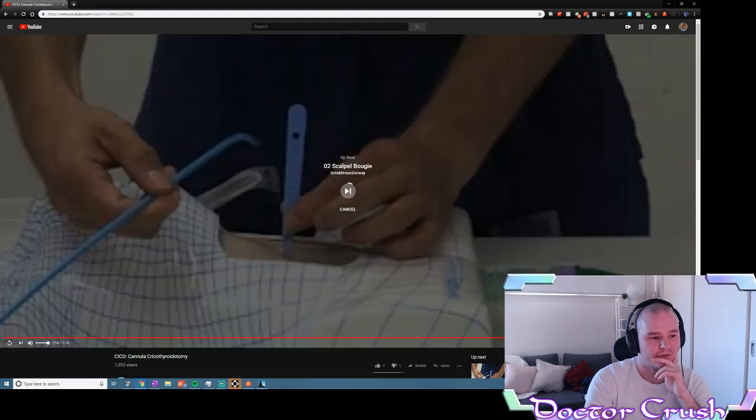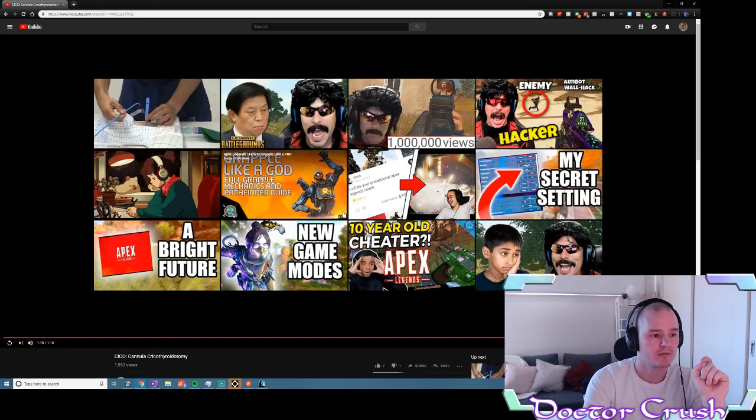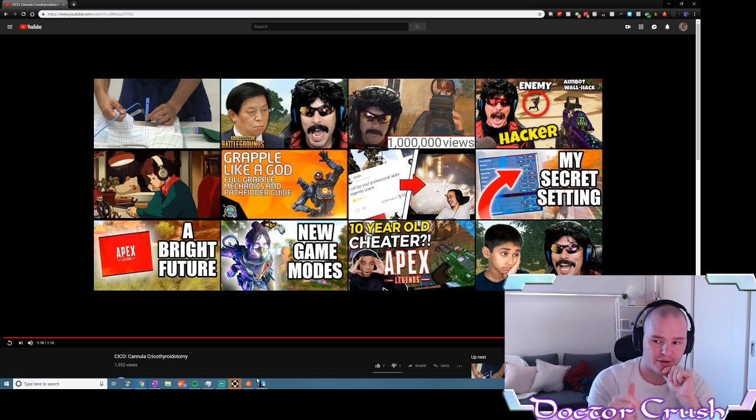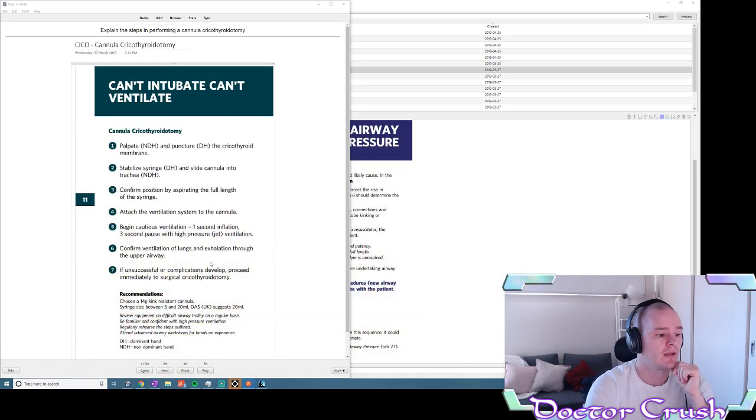You can't ventilate through it like that. What he just did then is stupid. You might be able to, but you need to jet ventilate. You need a high pressure oxygen source. Squeezing air in like that, it's just not enough. You're not going to adequately oxygenate the patient. Your high pressure jet.